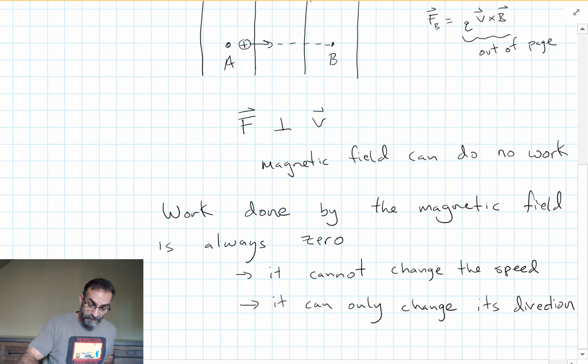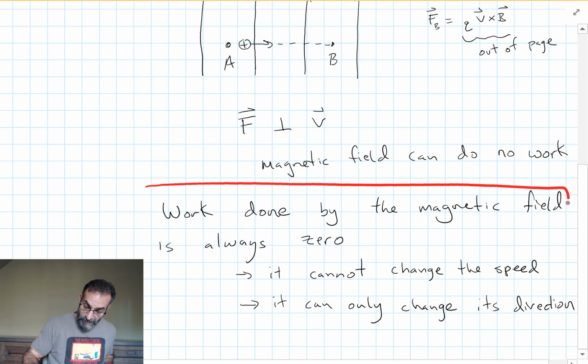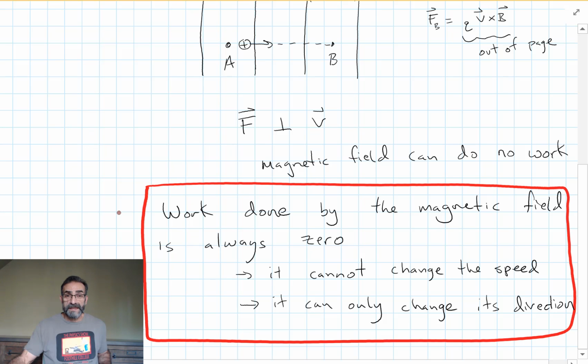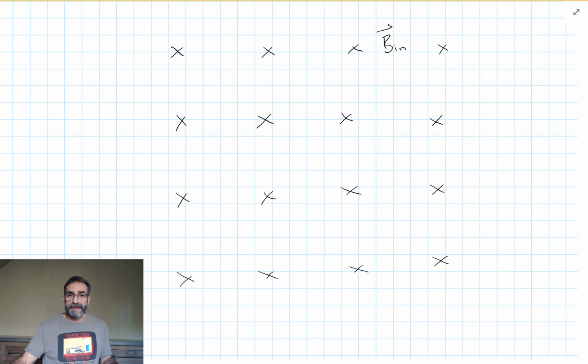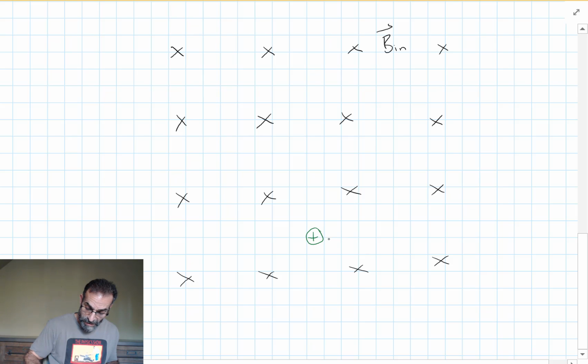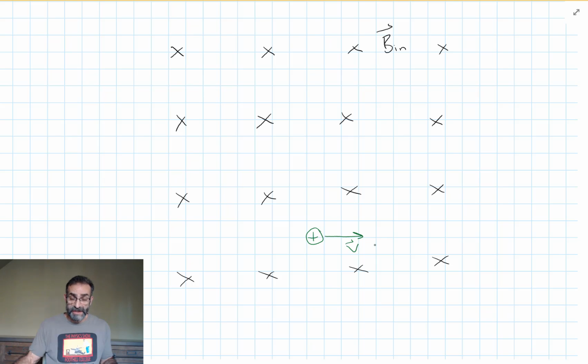The work done by the magnetic field is always zero. The magnetic field cannot change the speed of our charged particle. It can only change its direction. Here I have a magnetic field pointing into my page. If I have a charged particle moving to the right, let's make it a positive charge, moving to the right with a speed v, what direction is the force on this particle?